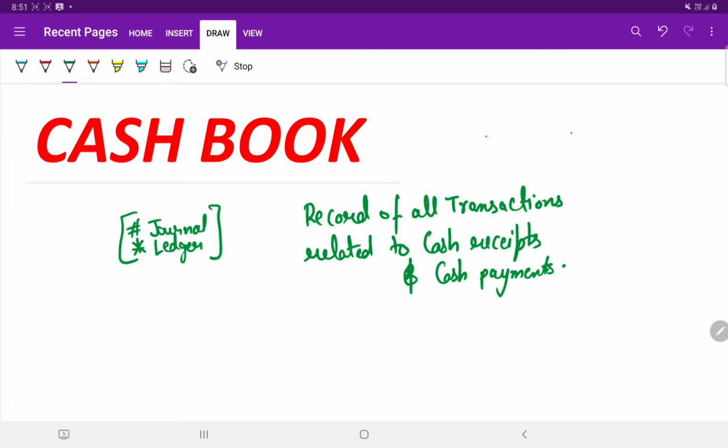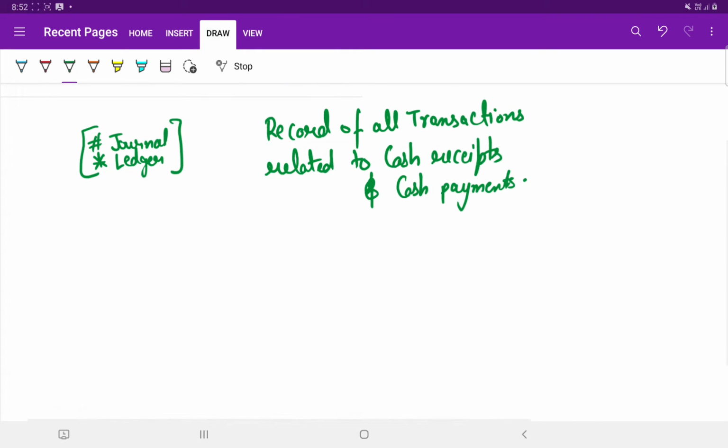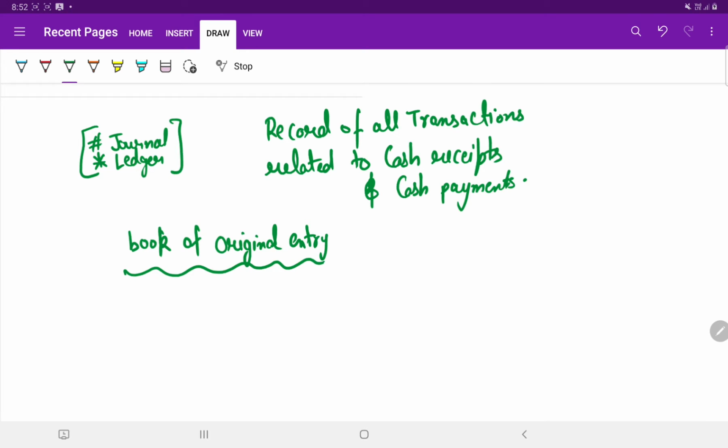Cash book is also a book of original entry because the transactions are recorded from the source documents for the first time. So it is also considered as original entry book because the transactions are recorded from the source documents for the first time.